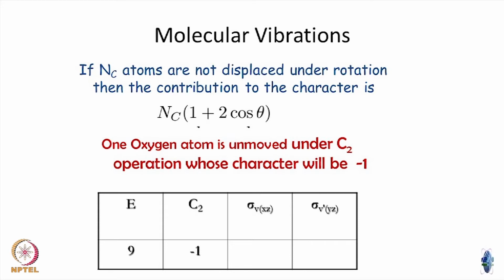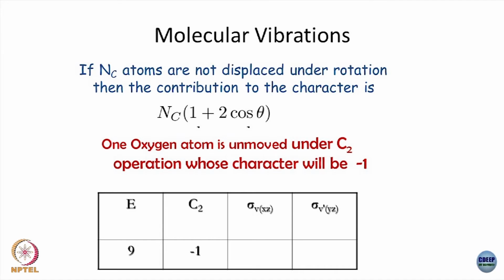So, one oxygen atom is unmoved under the C2 operation, and you are doing C2, C2 means theta will be pi, right. So, cos pi is minus 1, minus 2 plus 1 will be minus 1 and NC is 1. Is that clear? So, that will be the character. Identity operation of course is the identity matrix for each of the atoms. So, the trace of that matrix will be 9.